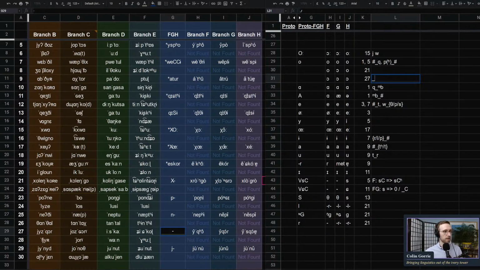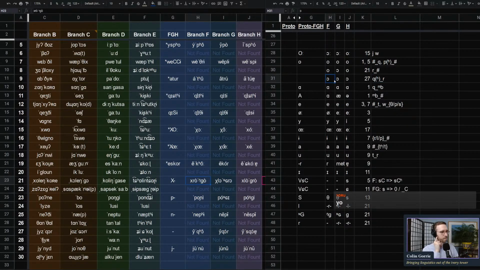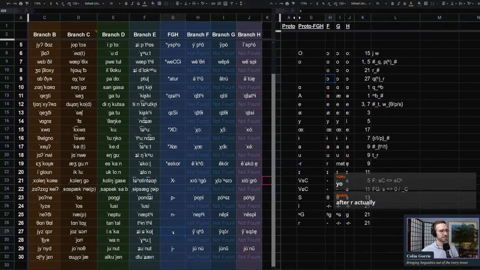So this is after Q and before R. And this one in 21 is word final after G. Maybe a prenasalized, maybe a... Oh no, sorry, it's after R. Interesting.